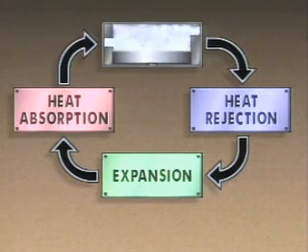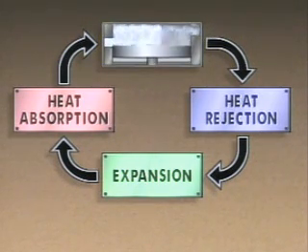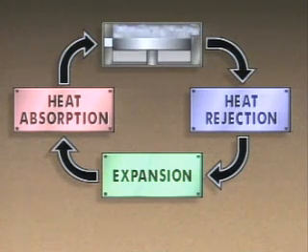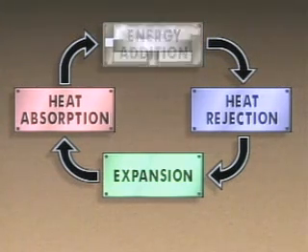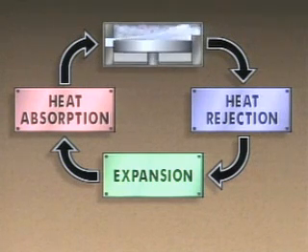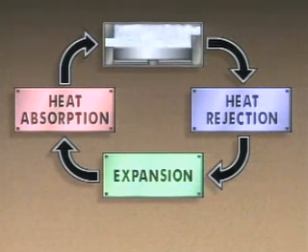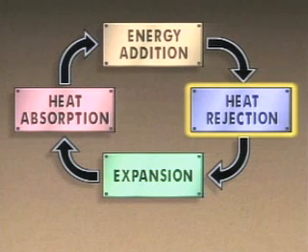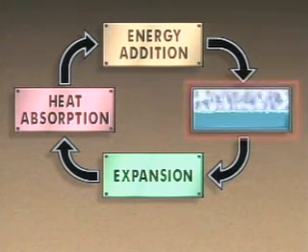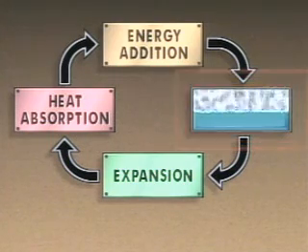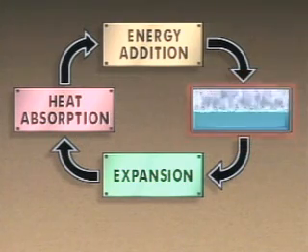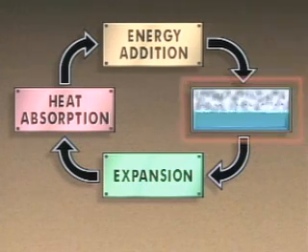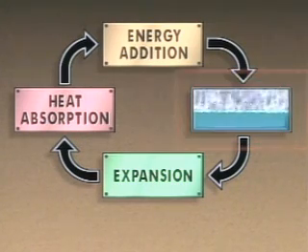In this step, which can also be called the compression step, the refrigerant vapor from the absorption step is compressed. The compression of the refrigerant increases the refrigerant's pressure and temperature. After the energy addition step, the high-pressure, high-temperature vapor goes through the heat rejection or heat removal step. In the heat rejection step, the refrigerant rejects the heat it absorbed in the heat absorption step. In the process, the refrigerant changes from a high-temperature vapor to a low-temperature liquid.